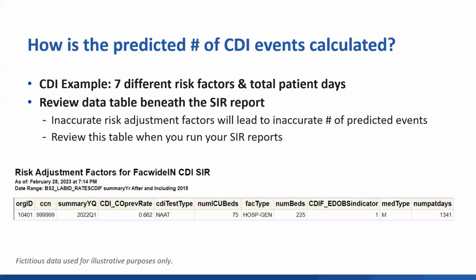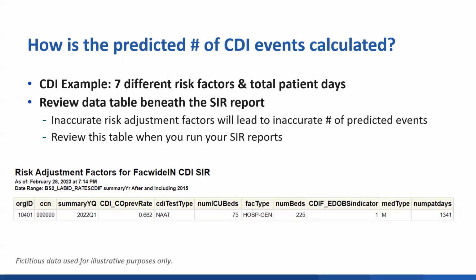Okay, and then next we'll talk about the SIR denominator and how best to troubleshoot it. We're still using CDI as an example. Here on this slide is the risk adjustment factors table. This is table 2 in the SIR report that everyone gets when you run a CDI SIR report. It lists all of the risk factors that are used in the number predicted calculation, which is your SIR denominator.